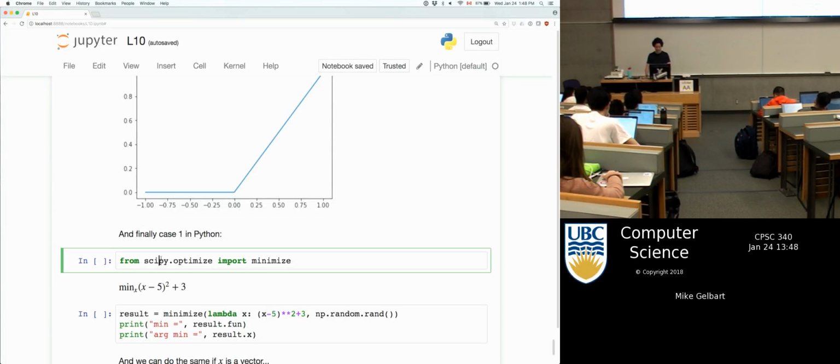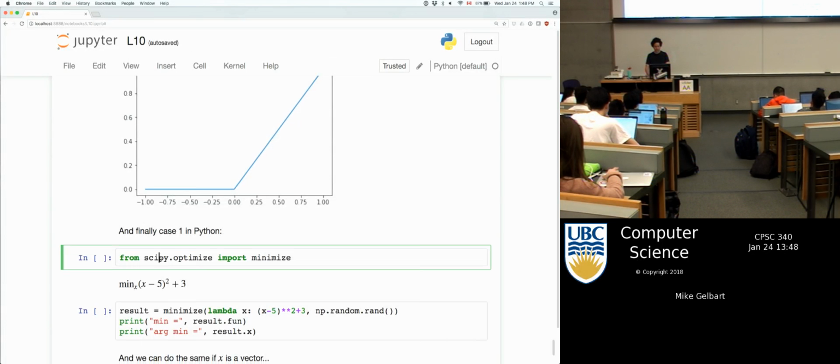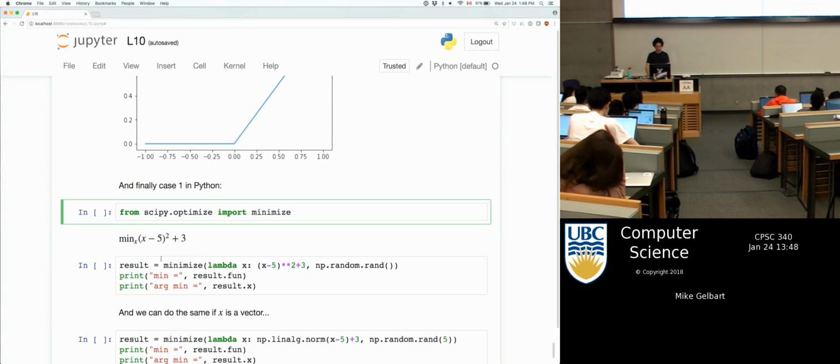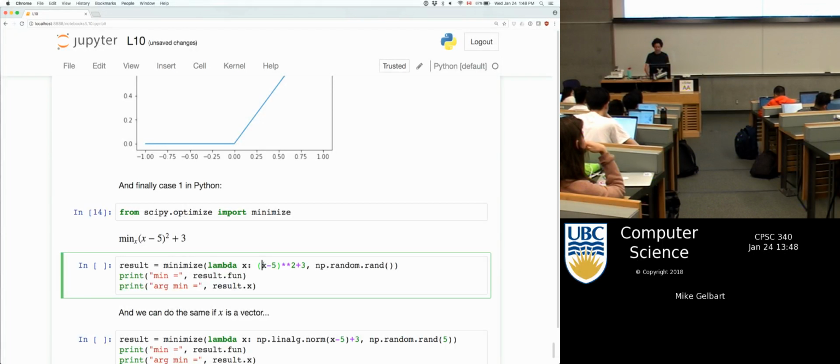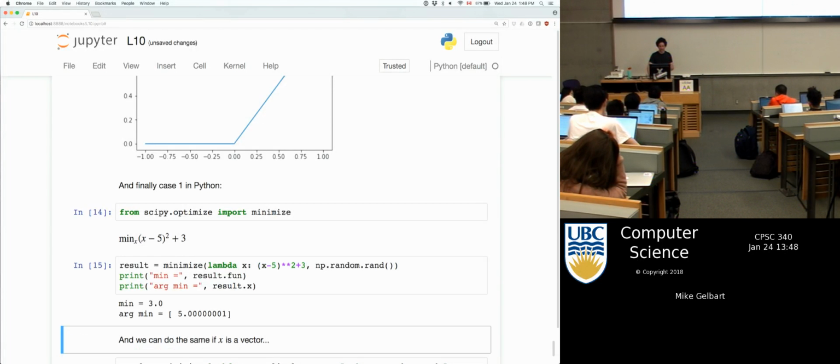And OK, this isn't really that critical, but I'll just show case number 1 in Python. There are many functions for doing this. It's a whole field, optimization. This is not meant as you should always use this particular scipy function. But I can define a function like x minus 5 squared plus 3. I can give it some random initialization. I can run this scipy minimize. And it gives me the minimum is 3, and the argmin is 5, as we would expect.